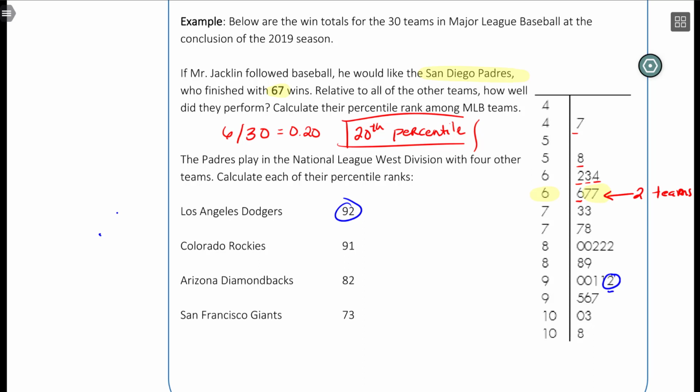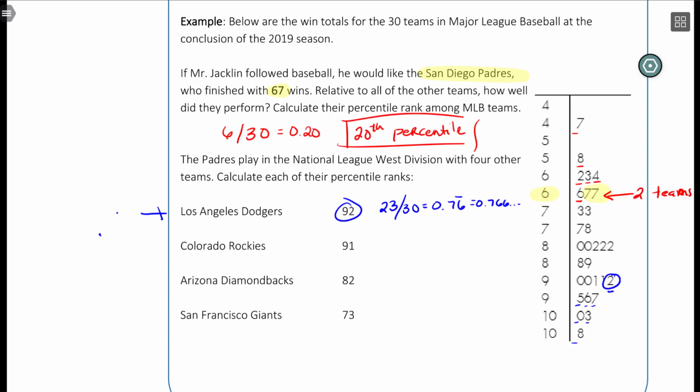So that's 1, 2, 3, 4, 5, 6, 7 teams had the same number of wins as the Dodgers or more. In order to answer my question, I just need to take those 7 and subtract it from 30, and that gives me 23 teams that have fewer wins. And 23 divided by 30 is going to give me 0.7666... and you might think, oh, okay, well, let's round it and put it at the 77th percentile.